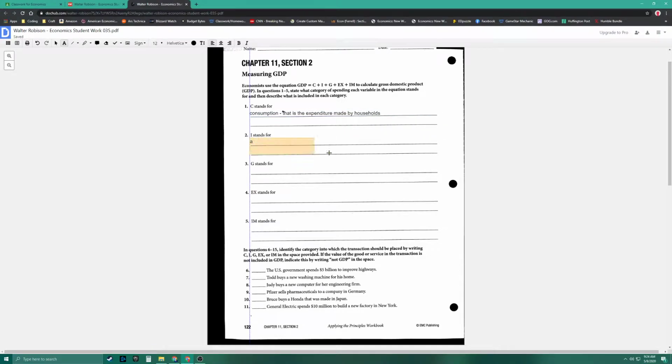The I stands for investment. And investment is different, but it's the expenditure made by firms or businesses.